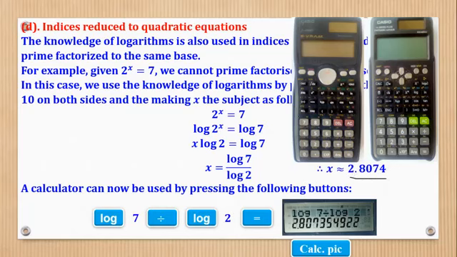In such cases, the values of x are only approximate values because there are many decimal places, but you just round off.